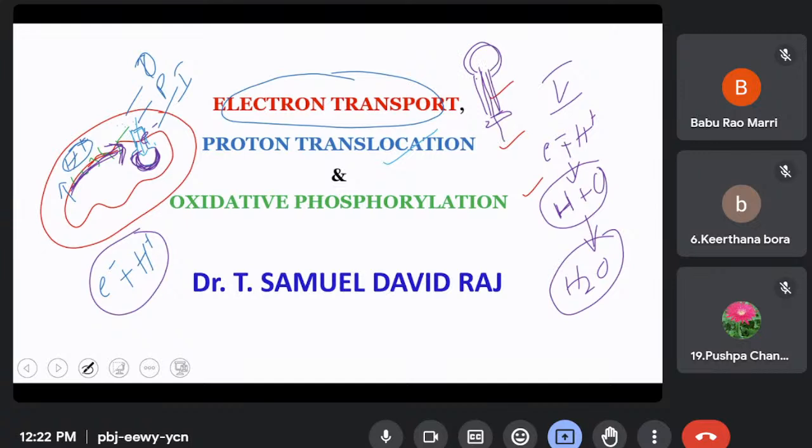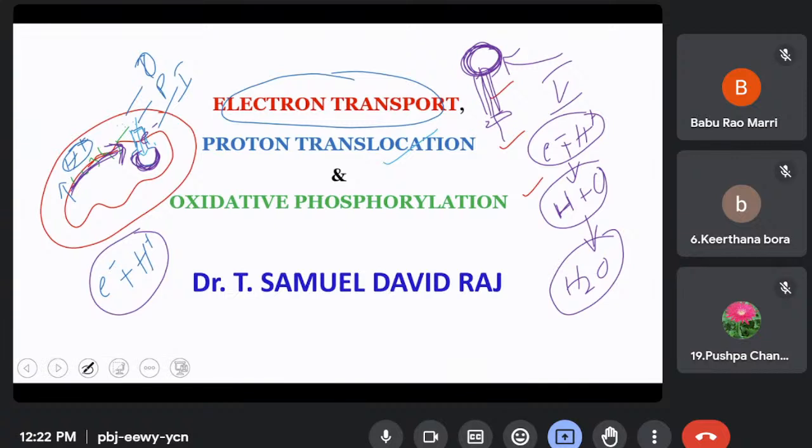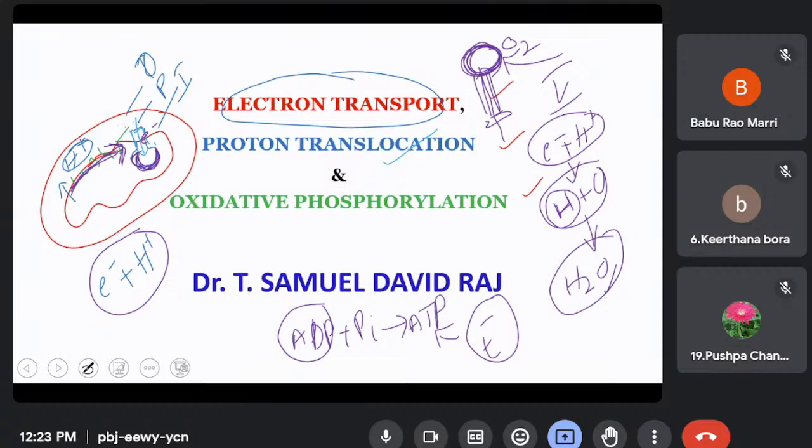And protons are translocated, at the same time electrons are translocated. They reach this place. And by the time they reach this place, what happens? They combine, they couple with each other, electrons and protons, to form hydrogen. This hydrogen combines with oxygen, and thereby water is formed. And during this process, energy is generated. And this energy that is generated is utilized to transfer inorganic phosphate to adenosine diphosphate, so that ATP is synthesized.